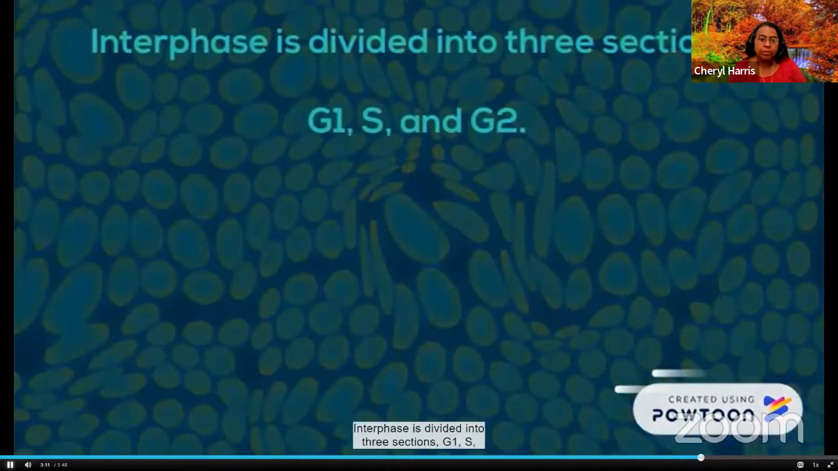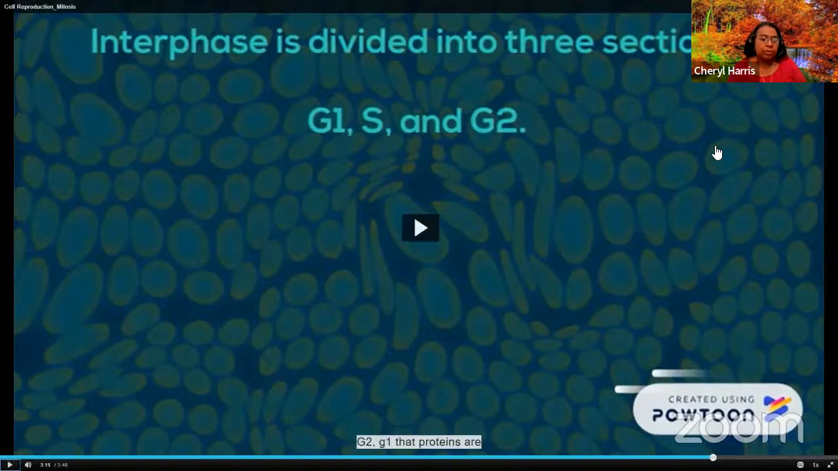Interphase is divided into three sections, G1, S, and G2. Okay, now write that down. Interphase is divided into three sections so that you should have that already labeled on your circle.